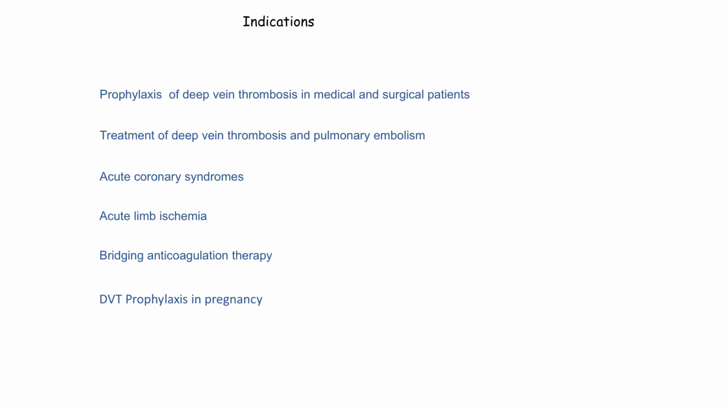Unfractionated heparin can be used for most conditions that require anticoagulation unless its use is contraindicated. This includes prophylaxis of DVT in medical and surgical patients and treatment of deep vein thrombosis and pulmonary embolism. It can also be used for acute coronary syndrome, acute limb ischemia, and as bridging therapy before a surgical or other invasive procedure.